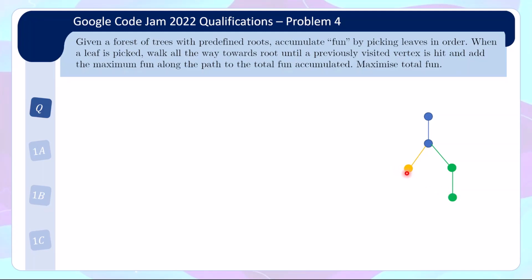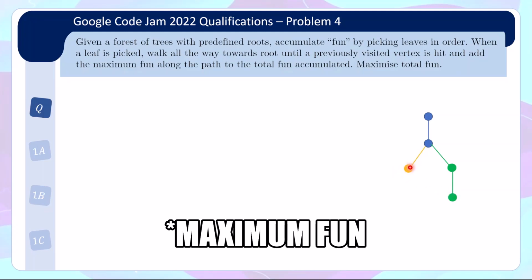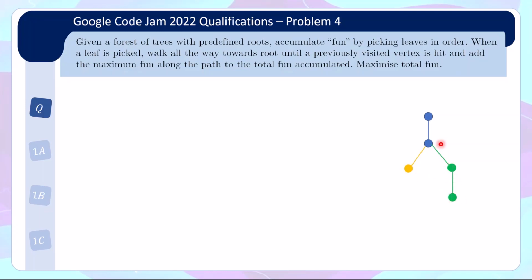And the thing is that there's a certain amount of total fun along the yellow path, a certain amount of total fun along the green path, and then there's a certain amount of maximum fun along the blue path, right? If we let green go first before yellow, then the green leaf will take the maximum along the green and the blue paths, whereas the yellow will only take the maximum along the yellow path.